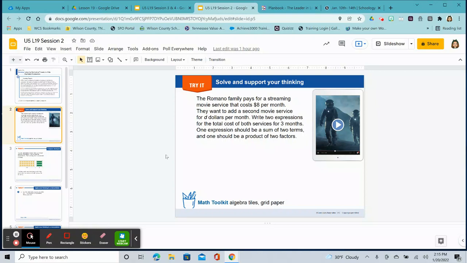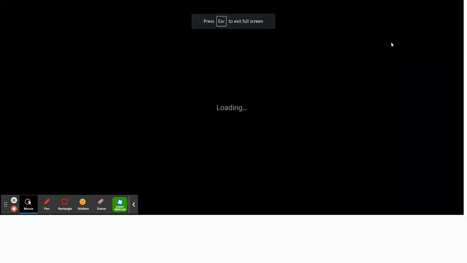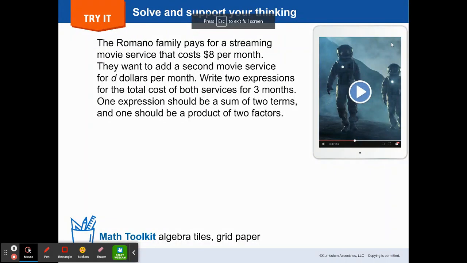Okay, so we are talking about equivalent expressions, and this is lesson 19, session 2. And when talking about equivalent expressions, we want to be able to look at a word problem and create an expression for it. This is something we did toward the beginning of the year, looking at word problems and creating expressions for them. It's just that now, if you take a look at this problem, it says write two expressions for the total cost of both services. So we need equivalent expressions since we need two to get the same value.